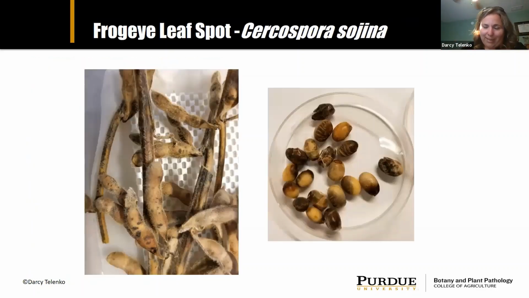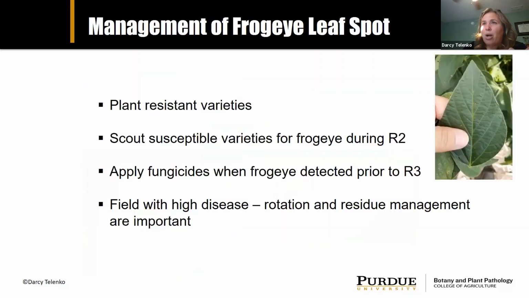That being said, if we go wet for the rest of the season, we could end up like we did in 2019, where we did get lots of infections. So this is Frogeye leaf spot on the pods and stems in soybeans, where we were really wet at the end of 2018, and it can cause the seed damage shown here, which is different from the Cercospora leaf blight that causes the purple seed stain. As for management of Frogeye, use resistant varieties, scout at R1, R2, and then try to make a decision to put those fungicides out at R3. If you have a high incidence of disease in a field, rotation or residue management will be important.